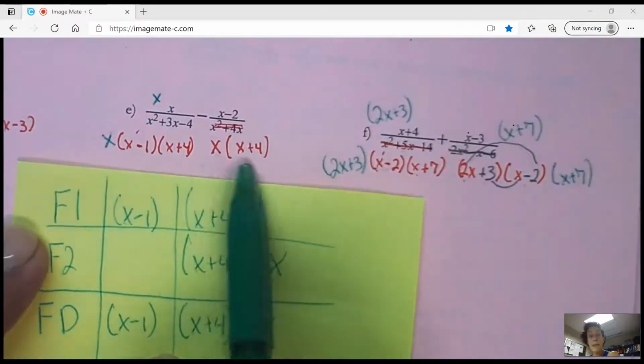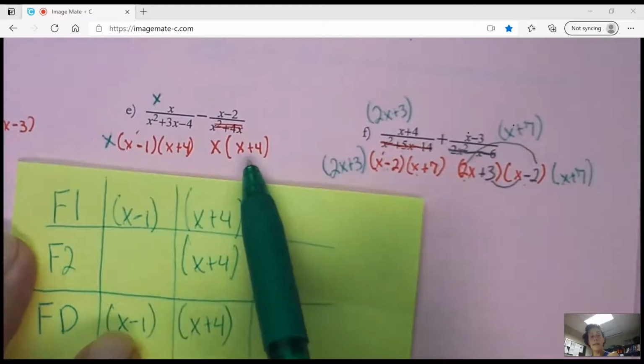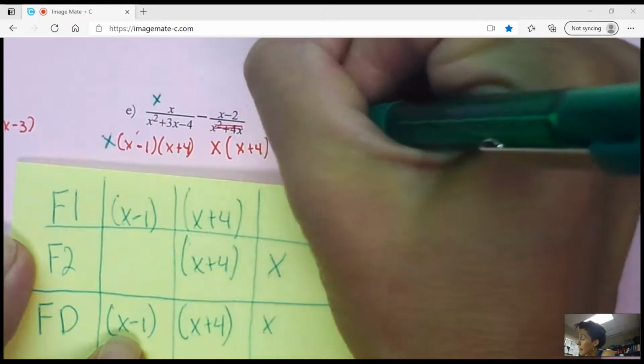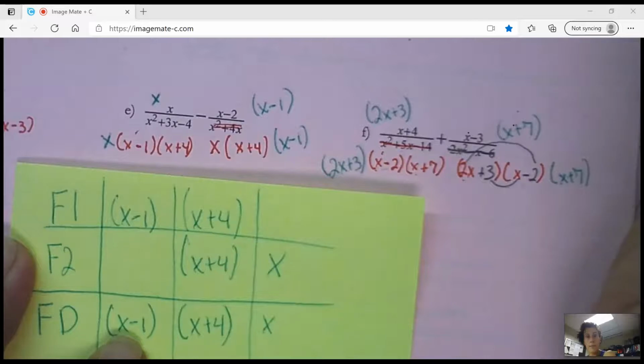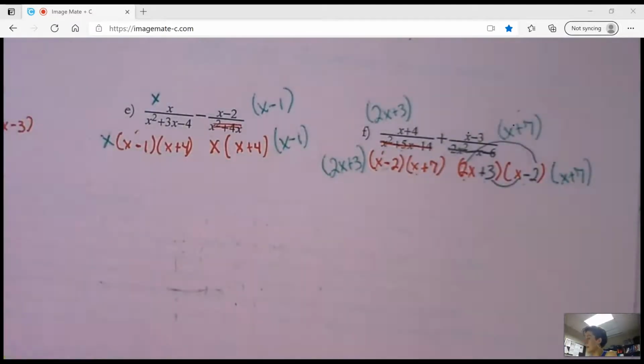When I look at this one, it has the x and the x plus 4, but what it doesn't have is the x minus 1. So I'll give this denominator an x minus 1, which means whatever I do to the bottom, I do to the top. So we're going to pause there. We're just working on finding common denominators.